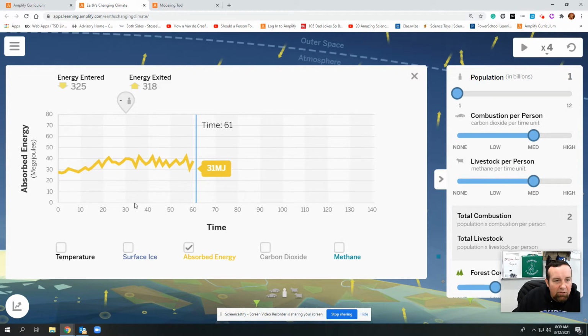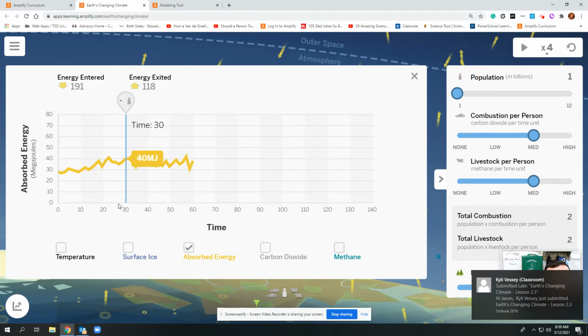Another observation is that the energy entering and exiting, remember it was trending upward before, now it might actually be trending down just a touch, right? And then the energy entering and exiting kind of shows that too. There's only a net difference of 12 now, whereas before it was 76.